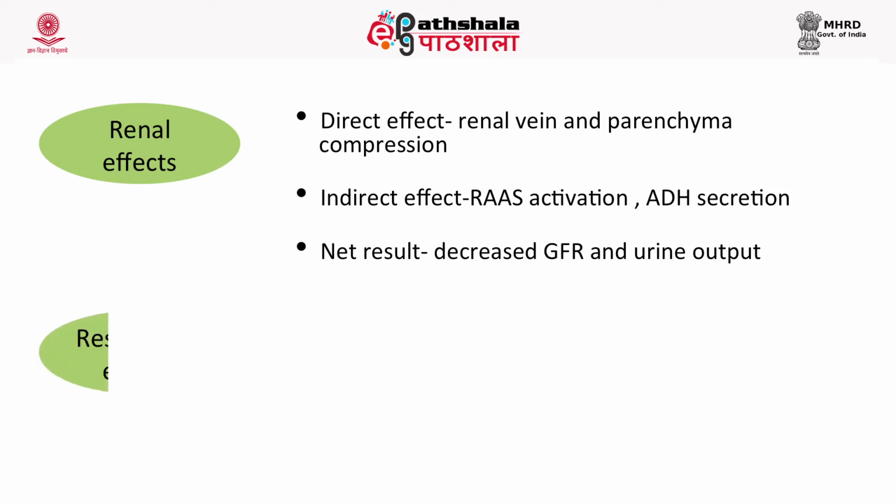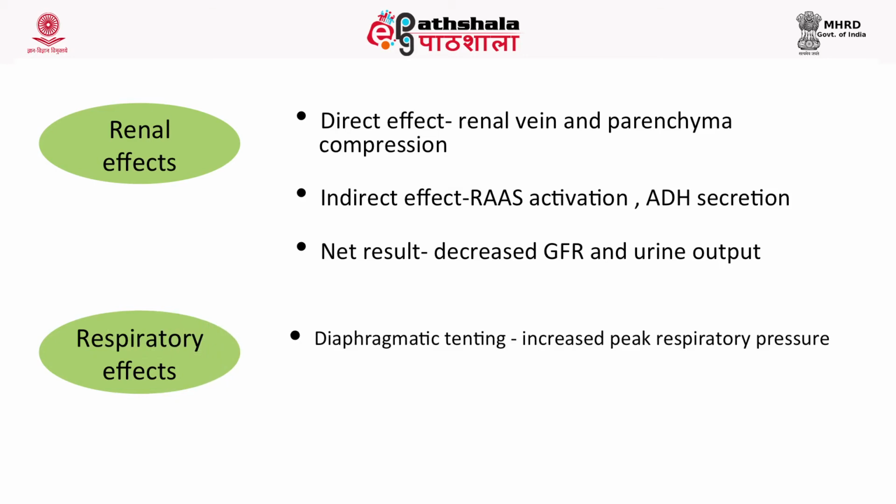The other effect is on the respiratory system. The pressure of the gas affects the diaphragm and the diaphragm is not able to move. This is called diaphragmatic splinting. During that time there is increased peak inspiratory pressure. The anesthetist, to be very specific, has to use increased pressure for the ventilation to go on.